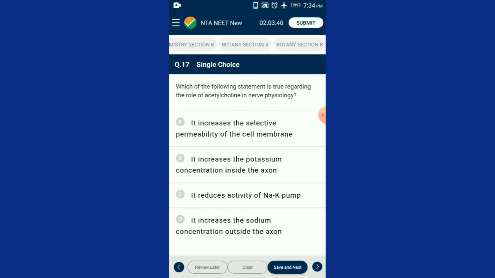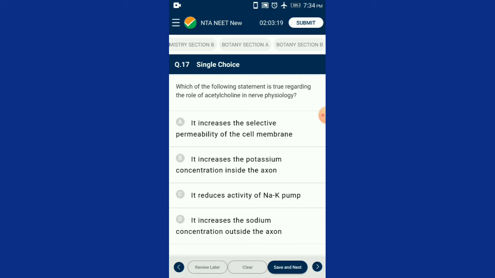Question number 17. Which of the following statement is true regarding the role of acetylcholine in nerve physiology? When acetylcholine is released into the nerve terminal, the space between nerve and muscle, it binds to the channel and induces a conformational change that opens the channel.